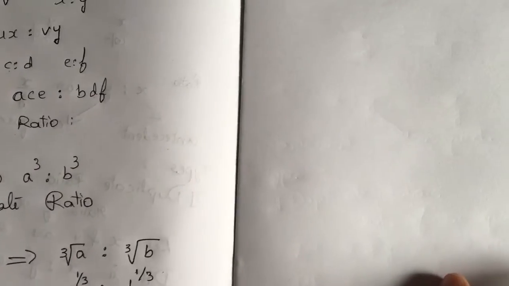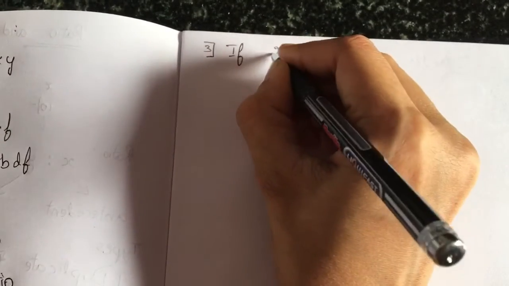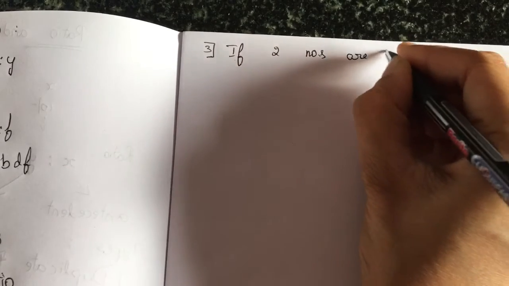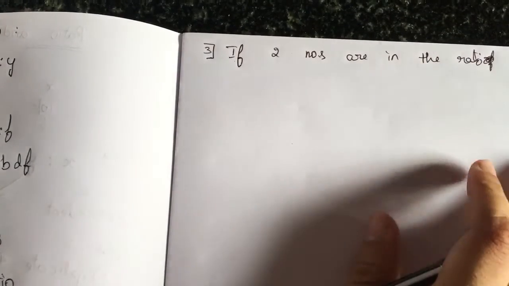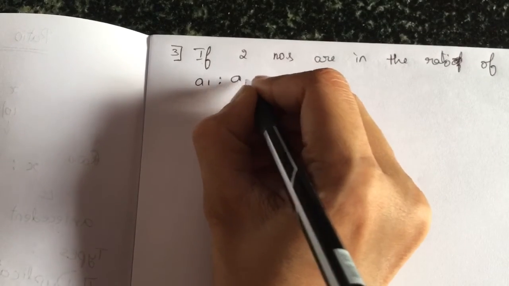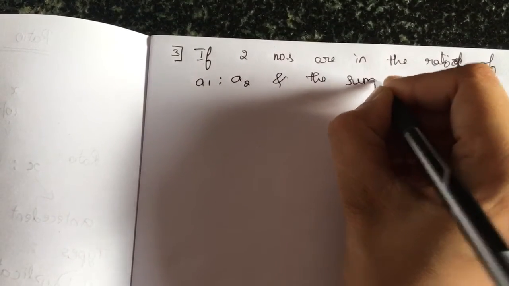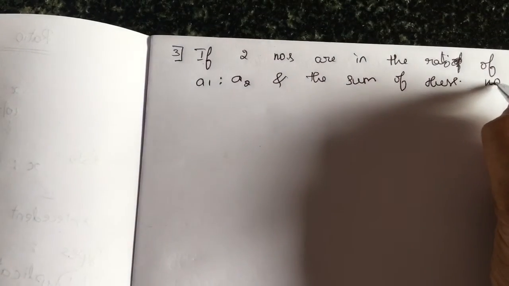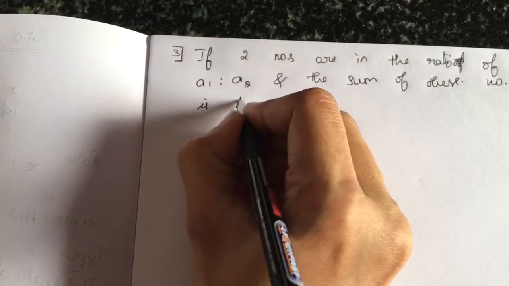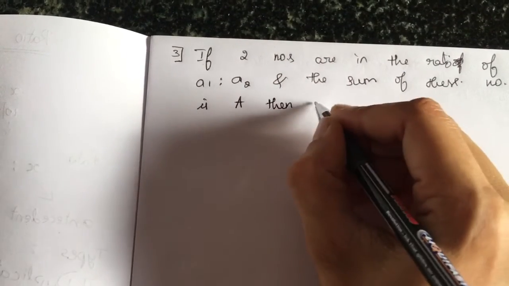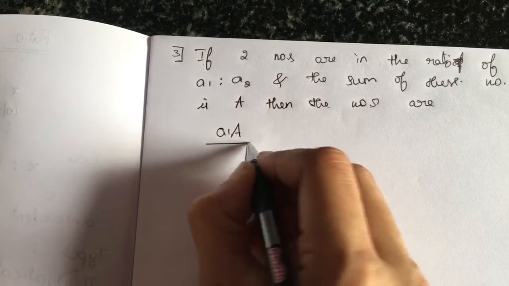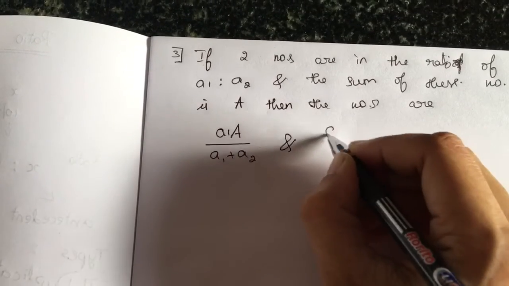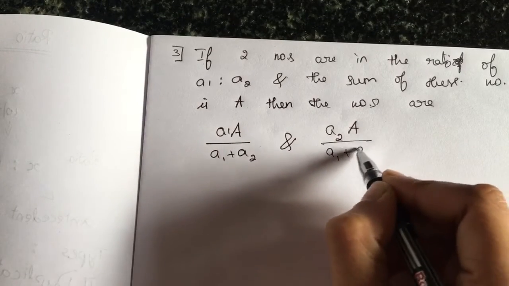Okay, next, one more point. If two numbers are in the ratio A1 is to A2, and the sum of these numbers is, say, A, then the numbers are A1 into A by A1 plus A2, and A2 into A by A1 plus A2.